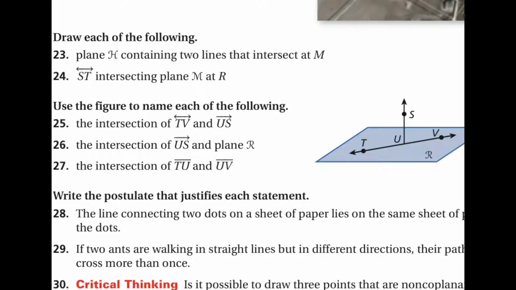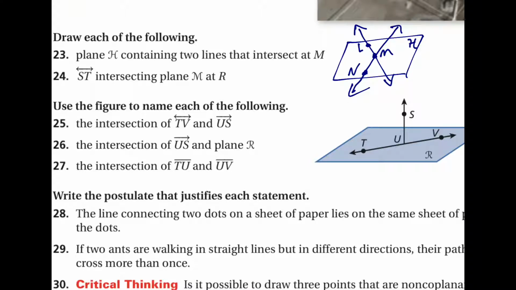For 23, here is plane H. So we'll put cursive H there, and we want to have 2 lines that intersect at point M. So we'll call this point M, and we'll draw a line like this. Maybe we'll label an L, and then we'll draw a line like this. And over here I'll label an N.